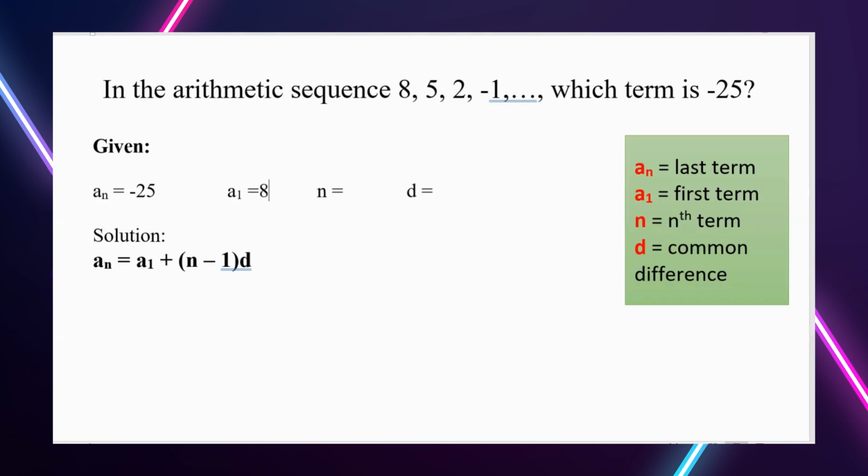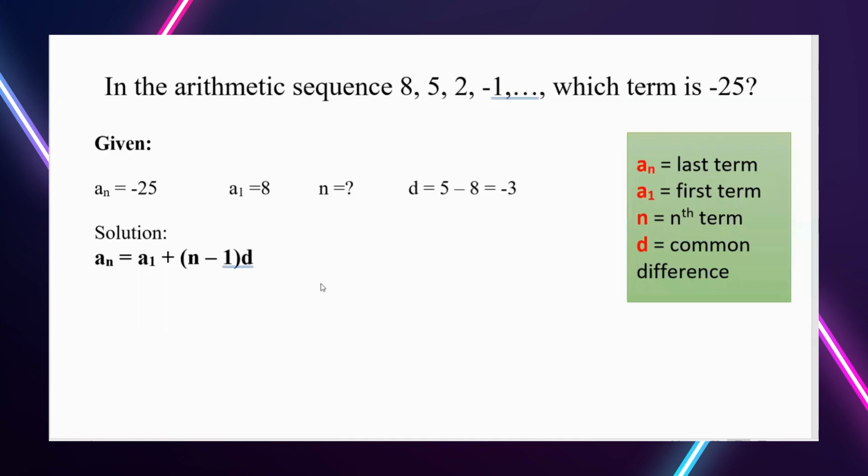Second term is 5 or a sub 2. A sub 3 or the third term is 2. Negative 1 is the fourth term or the a sub 4. Nth term, ito yung ating hinahanap. Kasi nga, sabing ganon, pang-ilan ang negative 25. And the common difference is obtained by subtracting the second term, which is 5, minus the first term, which is 8. Therefore, 5 minus 8 is equal to negative 3.